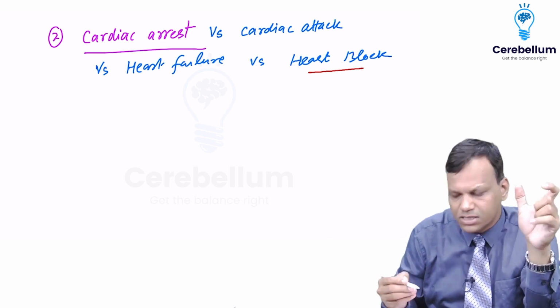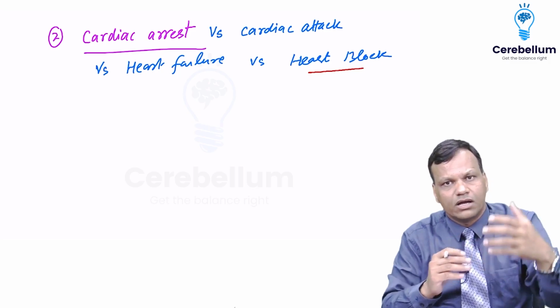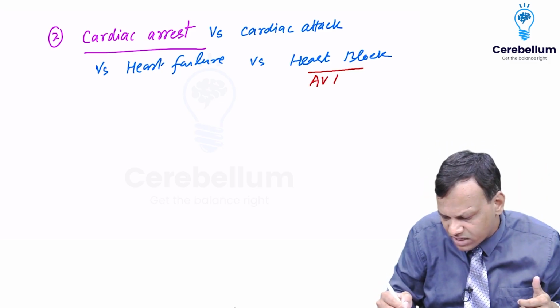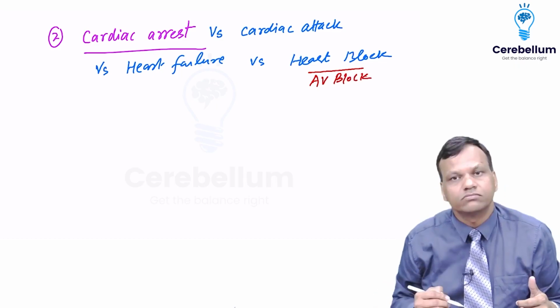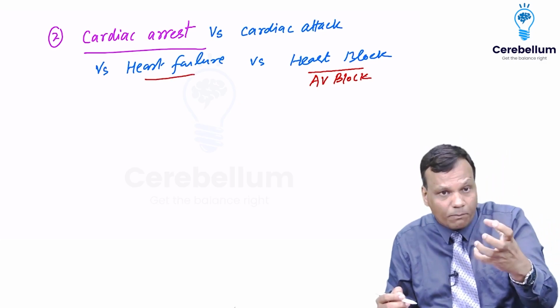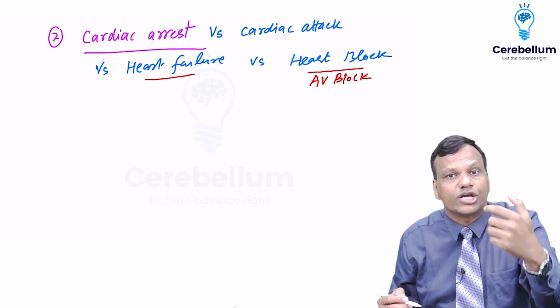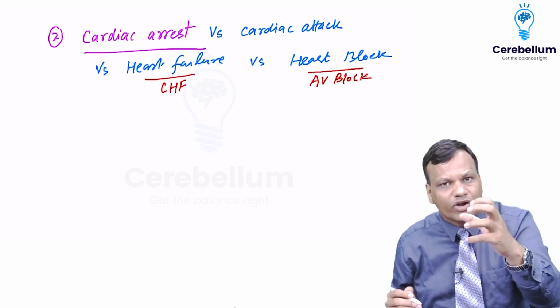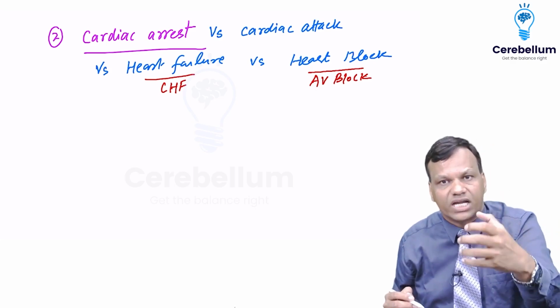Heart block means there is a conduction block. Conduction cannot go from atrium to ventricle. So heart block is also called AV block. Then what do you mean by heart failure? Heart failure means the heart is not pumping effectively, contractility is reduced. So in congestive heart failure, there is decreased contractility, and the heart is not pumping effectively.